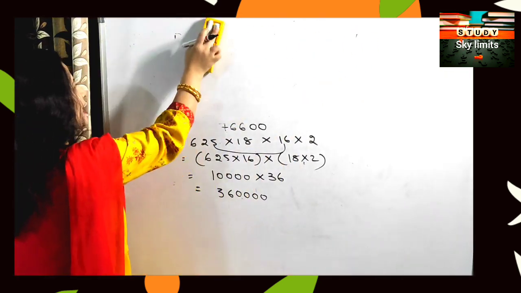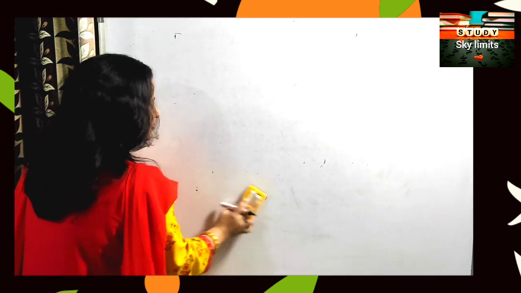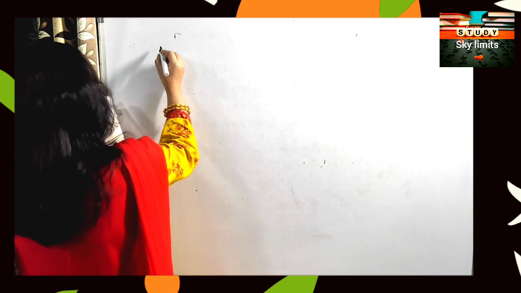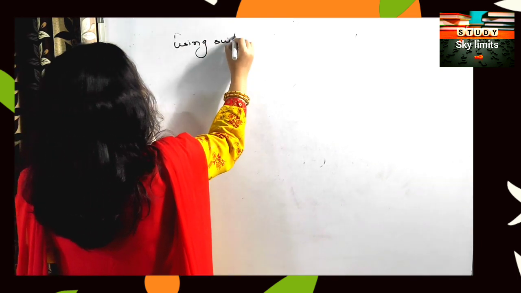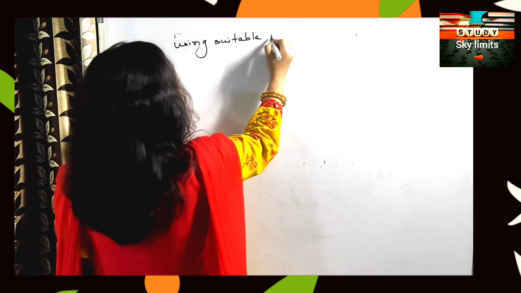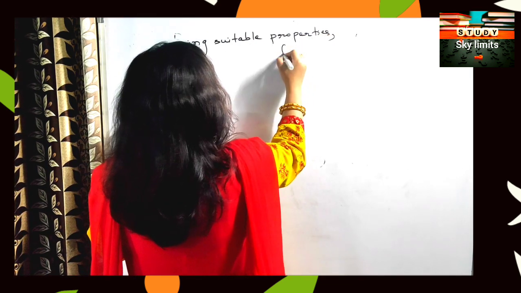Now let us come to the next type of question. And with this you can try the other numbers in your exercise. I hope you will be able to do it very simply. Okay. Now let us come to find the value of the following using suitable properties. Okay. So you have questions like this also. So using suitable properties, find the value.